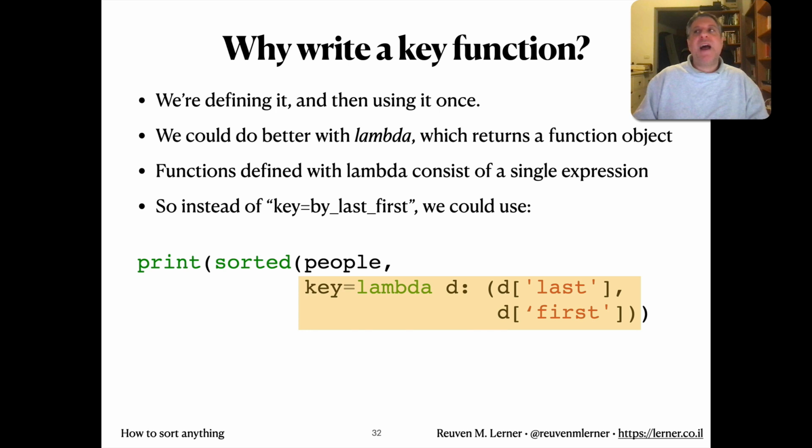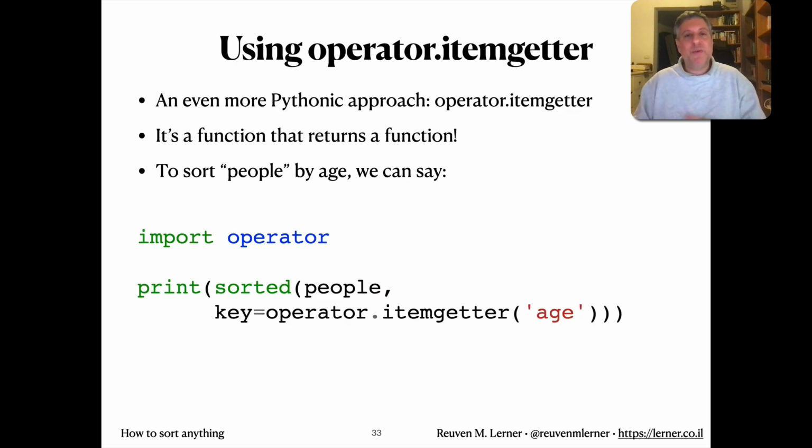But people have kind of soured on lambda in the last number of years, and I would say there are some good reasons for that. So let's try doing something different. I can use operator.itemgetter. An operator.itemgetter is a function that returns a function. So what I can do is I can pass key equals operator.itemgetter('age').